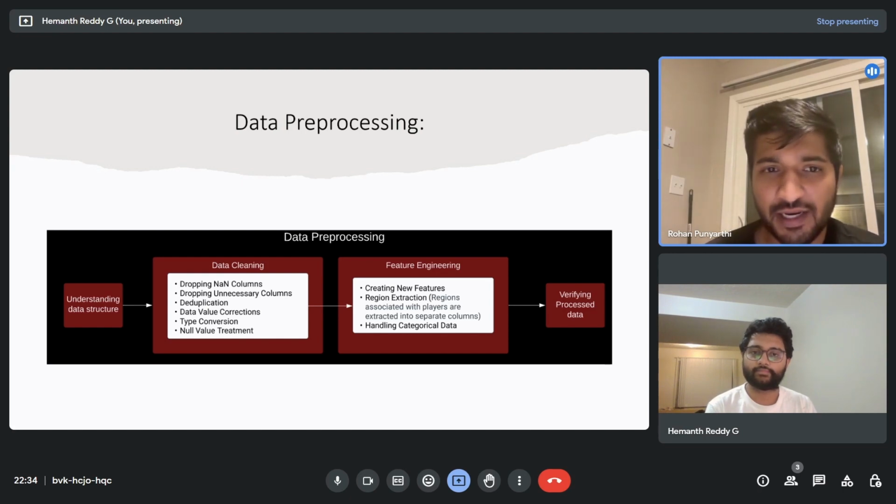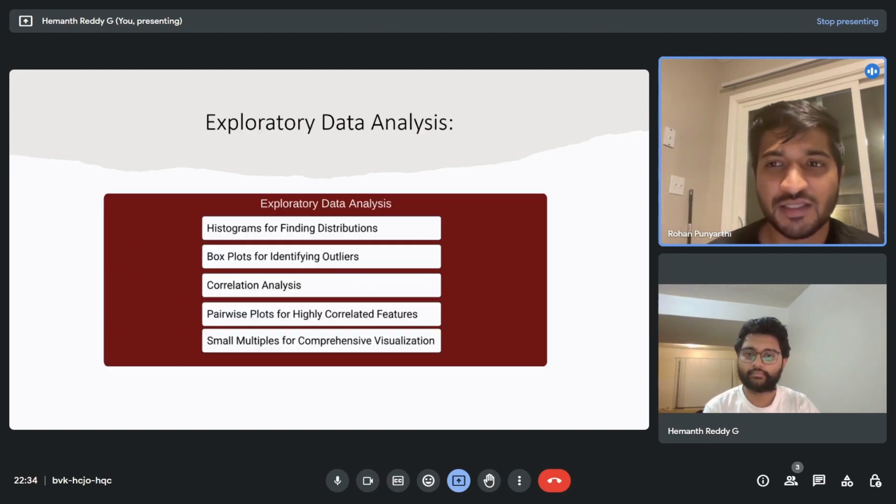and handle categorical data. Eventually, in exploratory data analysis, we did histograms to find the features of the dataset, box plots for identifying outliers, correlation analysis to identify the importance among different attributes, followed by pairwise plots and small multiples for comprehensive visualization. From here on, Pawnee will take this.